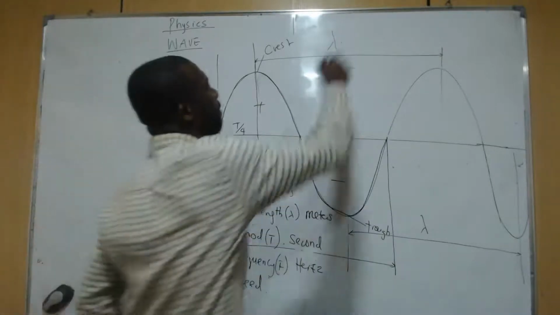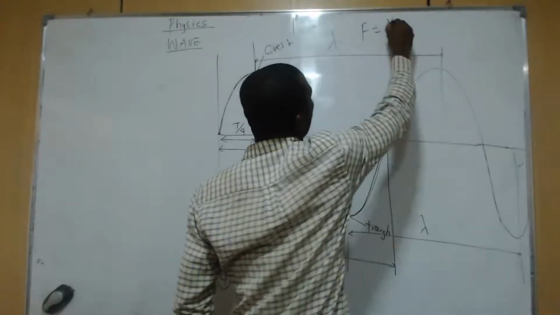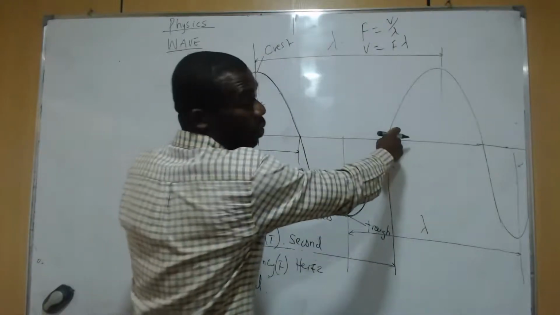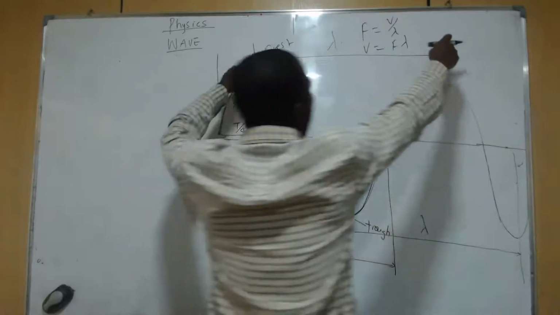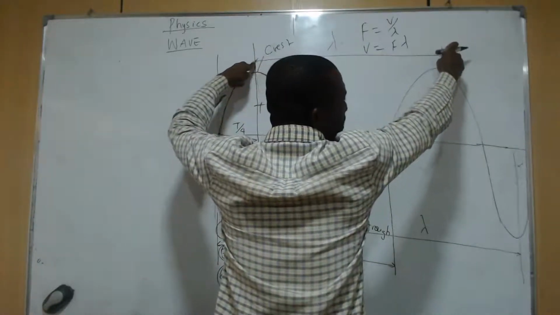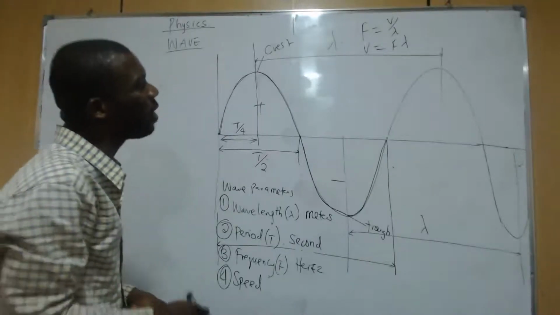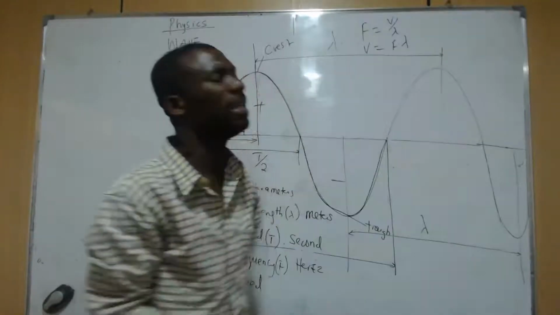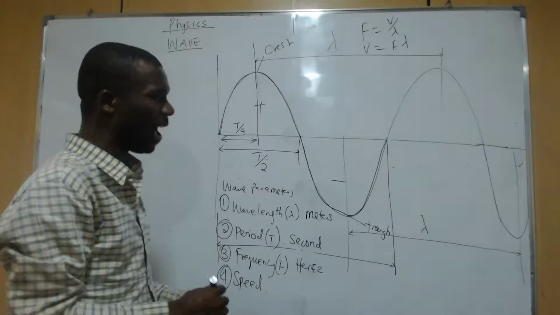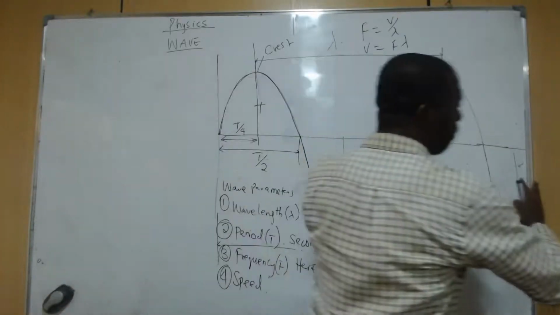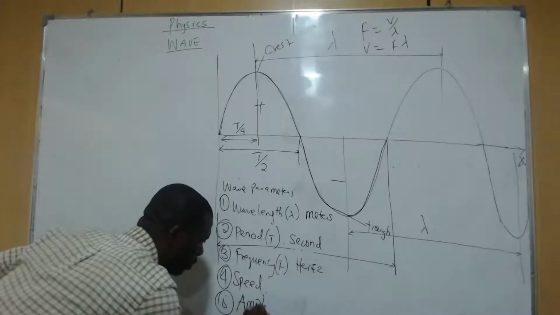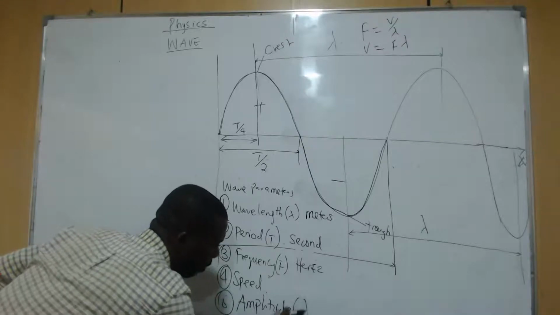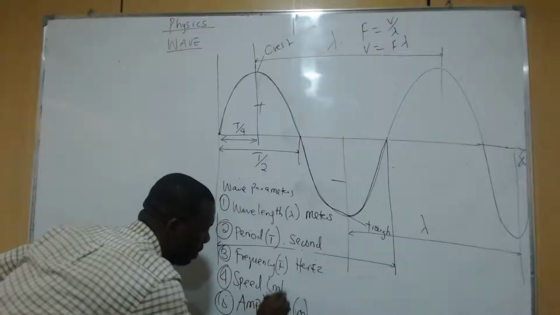Now the speed of a wave, v, is the product of the frequency of the cycle multiplied by the wavelength itself. Or you can say the velocity or the speed of a wave is the product of frequency and the wavelength of that particular wave. The speed of a wave is measured in meters per second, while amplitude is also measured in meters.